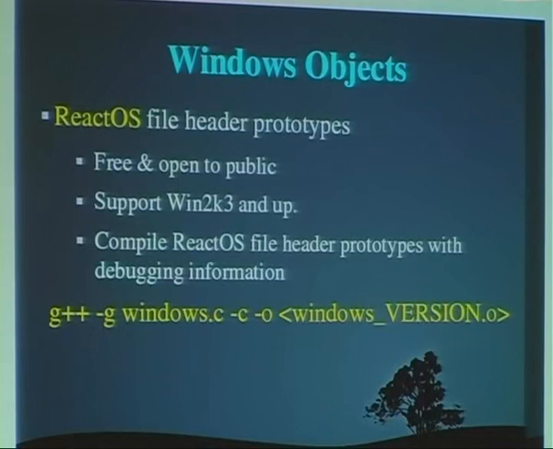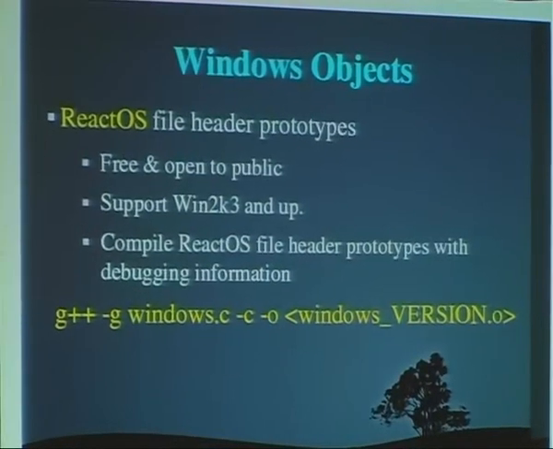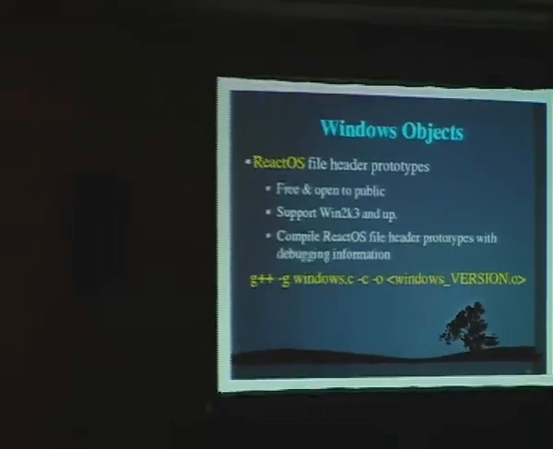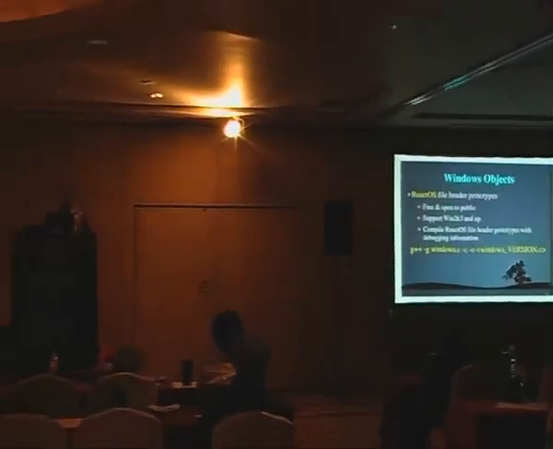And you can see that to get the information from the Windows objects, I compile the ReactOS file headers with the debugging information. So you can see in the last slide, I use a GNU compiler, and I build my small program that includes all the ReactOS prototypes inside the code, and I compile it with the debugging option. And the idea is that with each version of Windows, I have one object file.